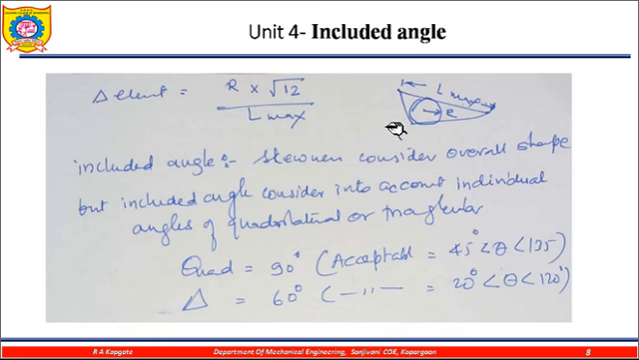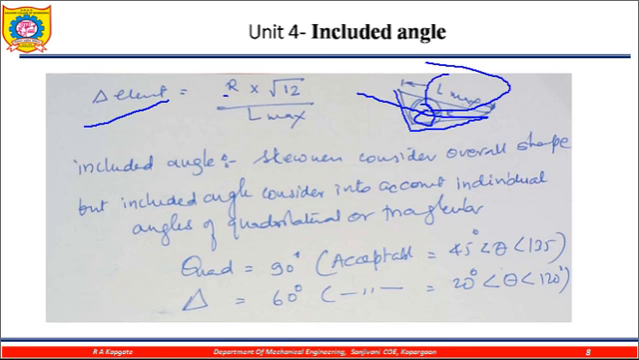If the element is triangular, then the stress is equal to R multiplied by root of 12 divided by L max. So this is my triangular element. In that one, I have drawn the circumscribed circle, and this is my L max, and this one is my R value. So this is the skewness.